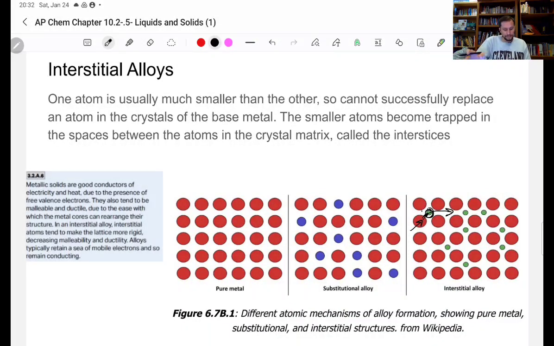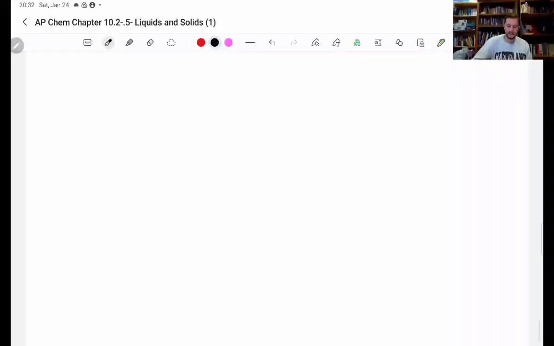Now, as I said before, in an interstitial alloy, interstitial atoms, according to the standards, tend to make the lattice more rigid, decreasing malleability and ductility. Okay, so that is it.